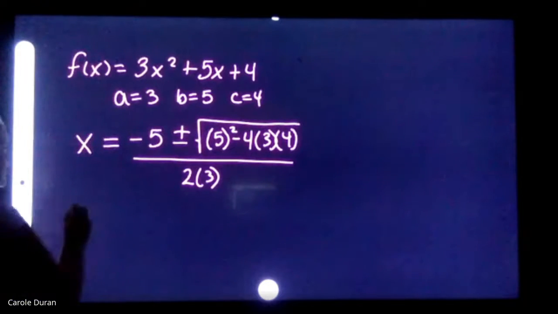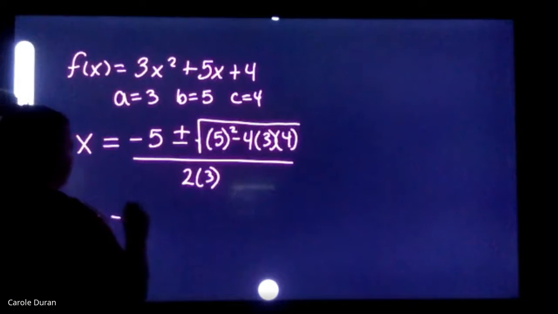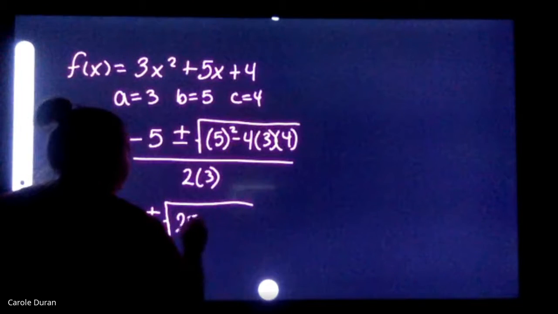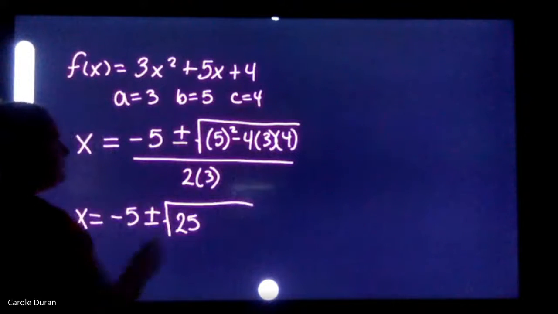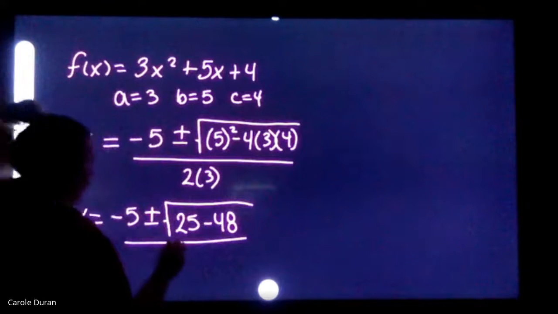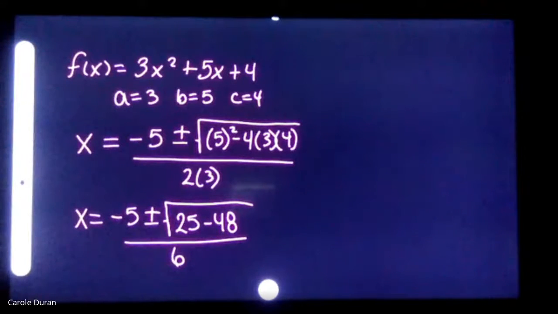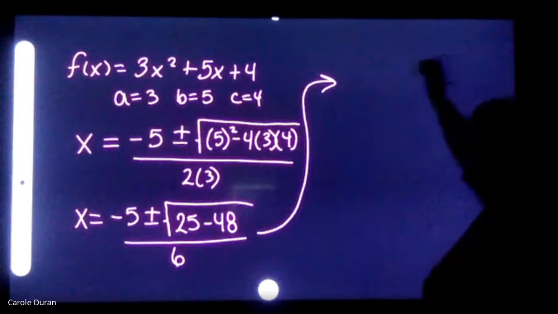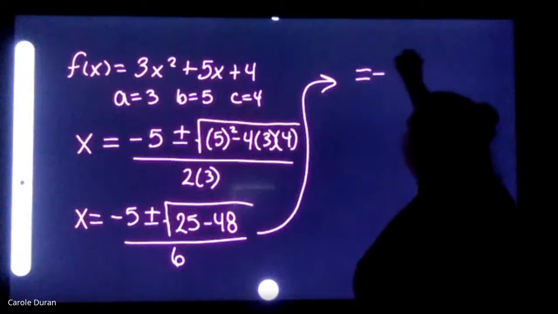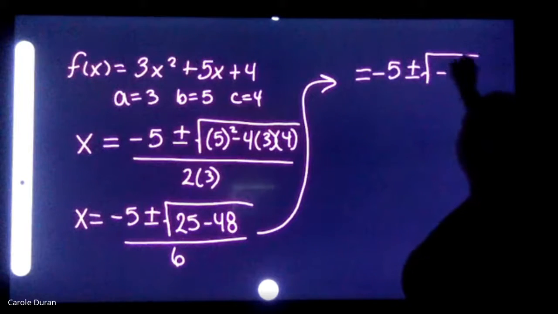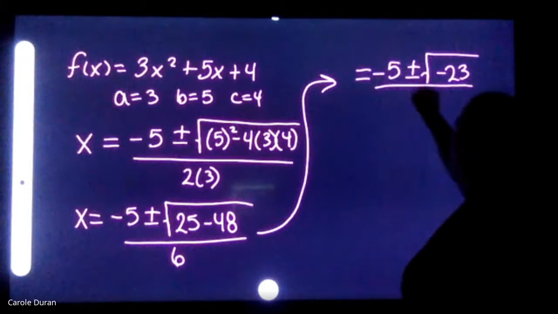From here, I just go ahead and reduce. So x equals negative 5 plus or minus the square root of 5 squared is 25. 4 times 3 is 12. Times 4 is 48. And then all over 6, because that's what 2 times 3 is. Bring that up here and continue simplifying. So I have x equals negative 5 plus or minus the square root of 25 minus 48 is negative 23, over 6.